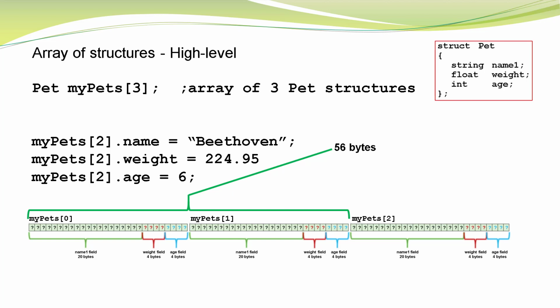As high-level programmers, we can think, oh, I just want the third structure represented by the index 2, and the compiler does all the address calculations for us. Guess who gets to do the multiplying and addition in assembly language for this?